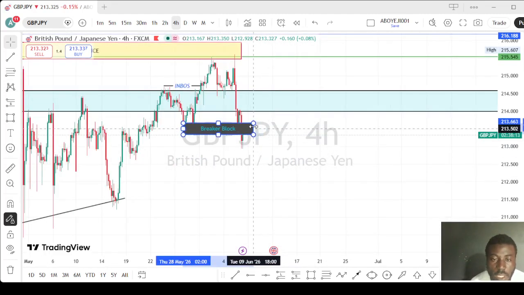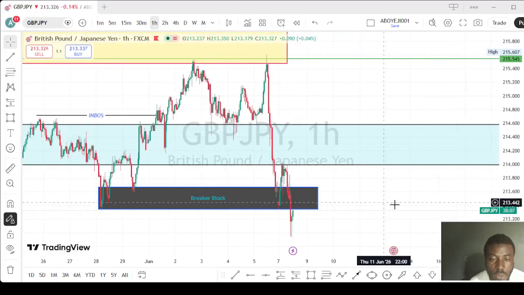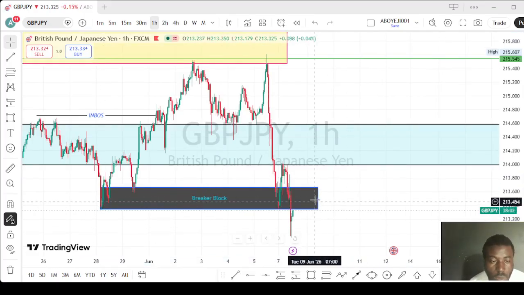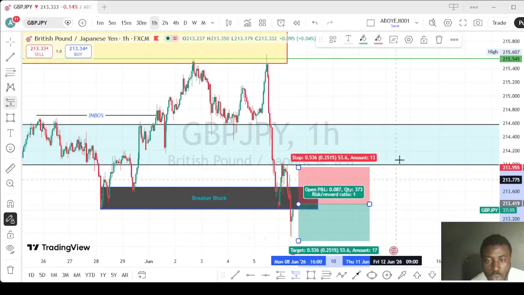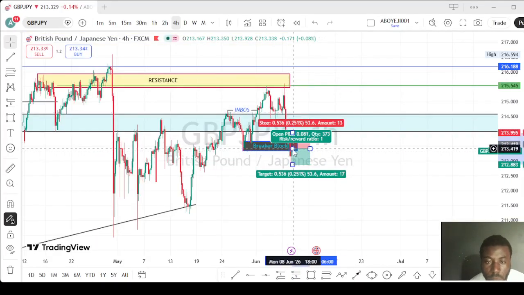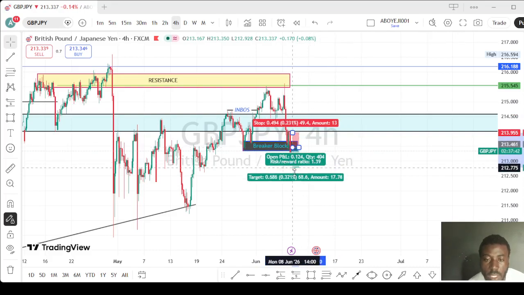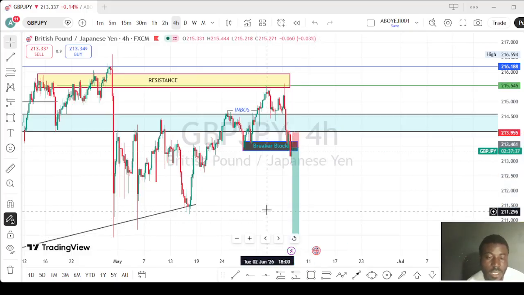So let's move to the 1 hour time frame. Let's see what the 1 hour time frame is trying to give us. This is the 1 hour time frame. You can see the breaker block. So let's just sell the market from here, if the breaker block is going to hold, because we still have the FVG. We are selling the market from here. Let's see if this breaker block is going to hold, and we are taking our take profits on this key level. The market is coming down, down, down here.